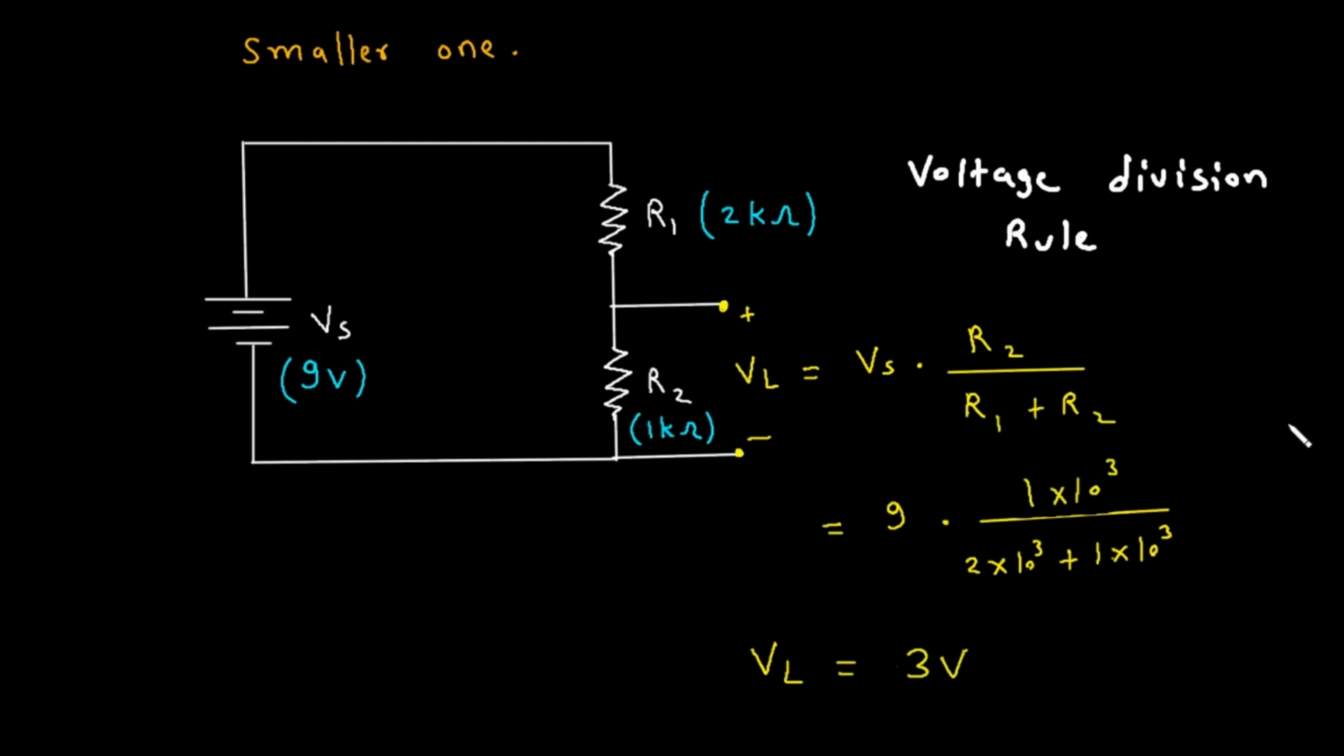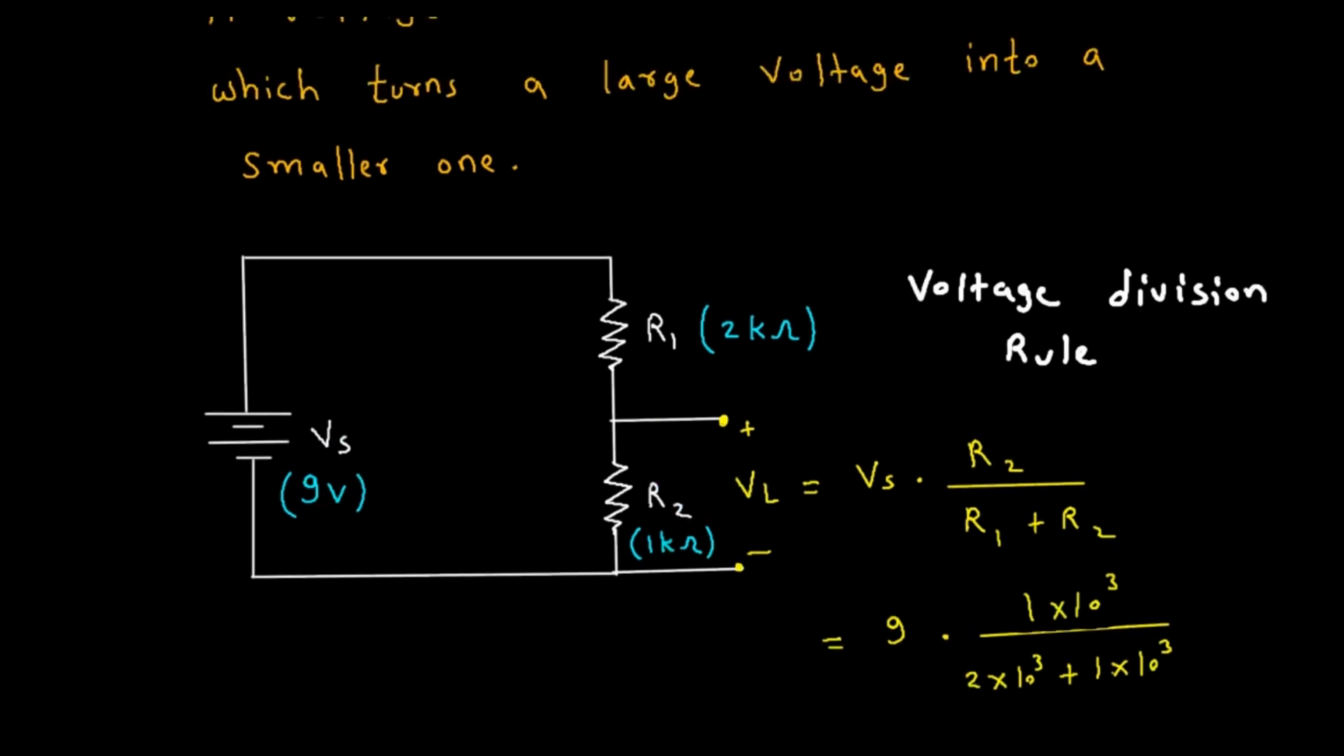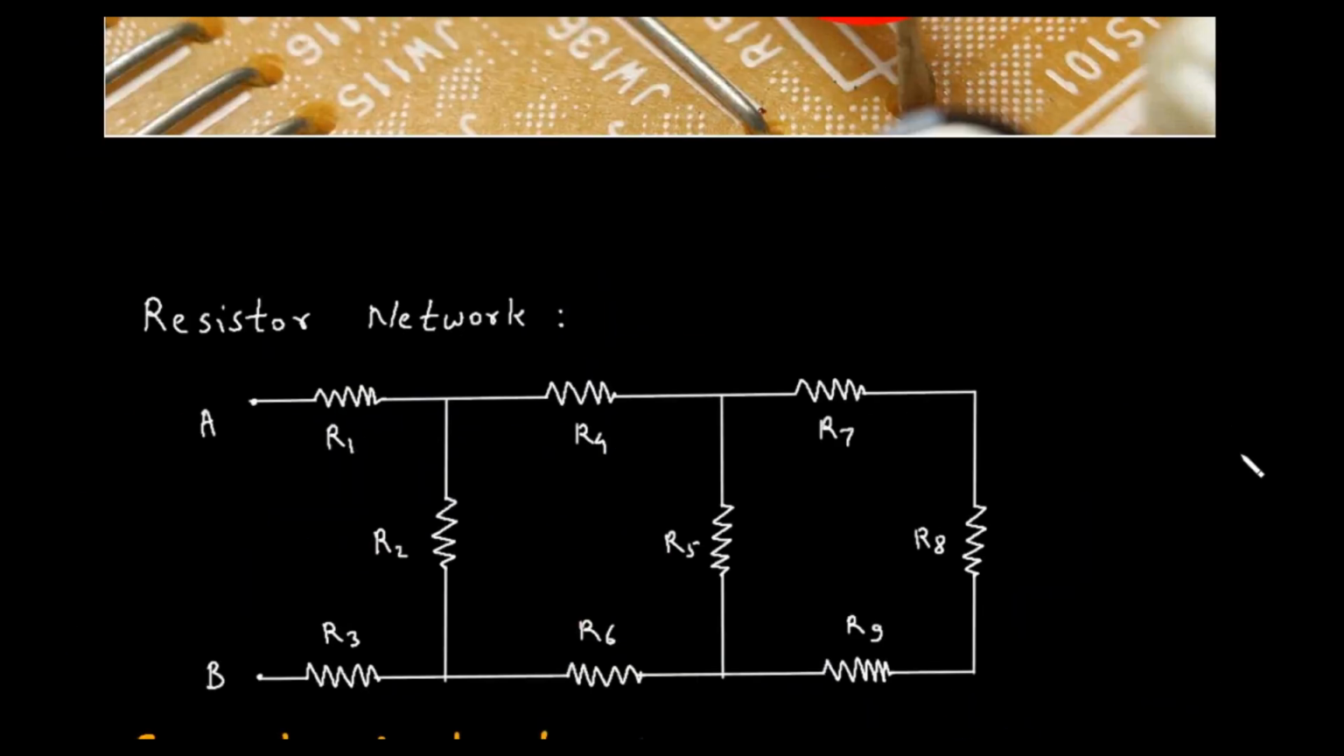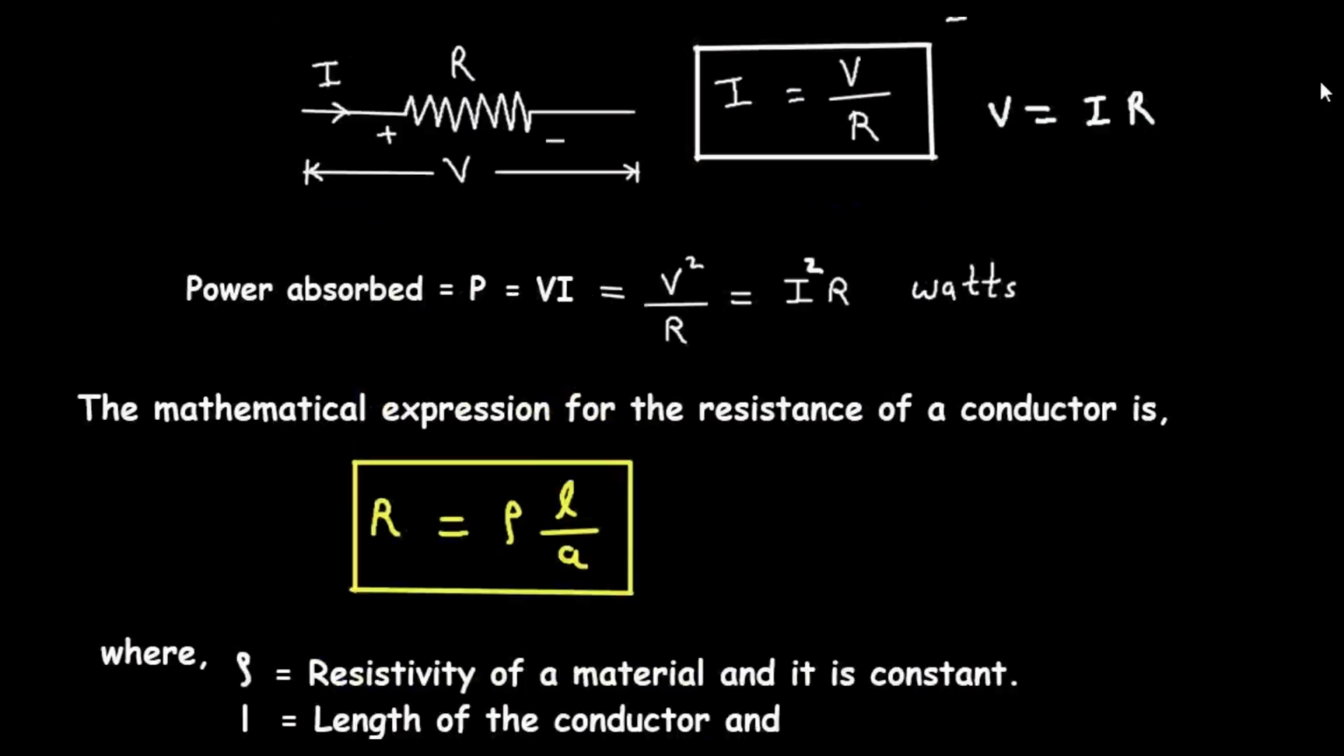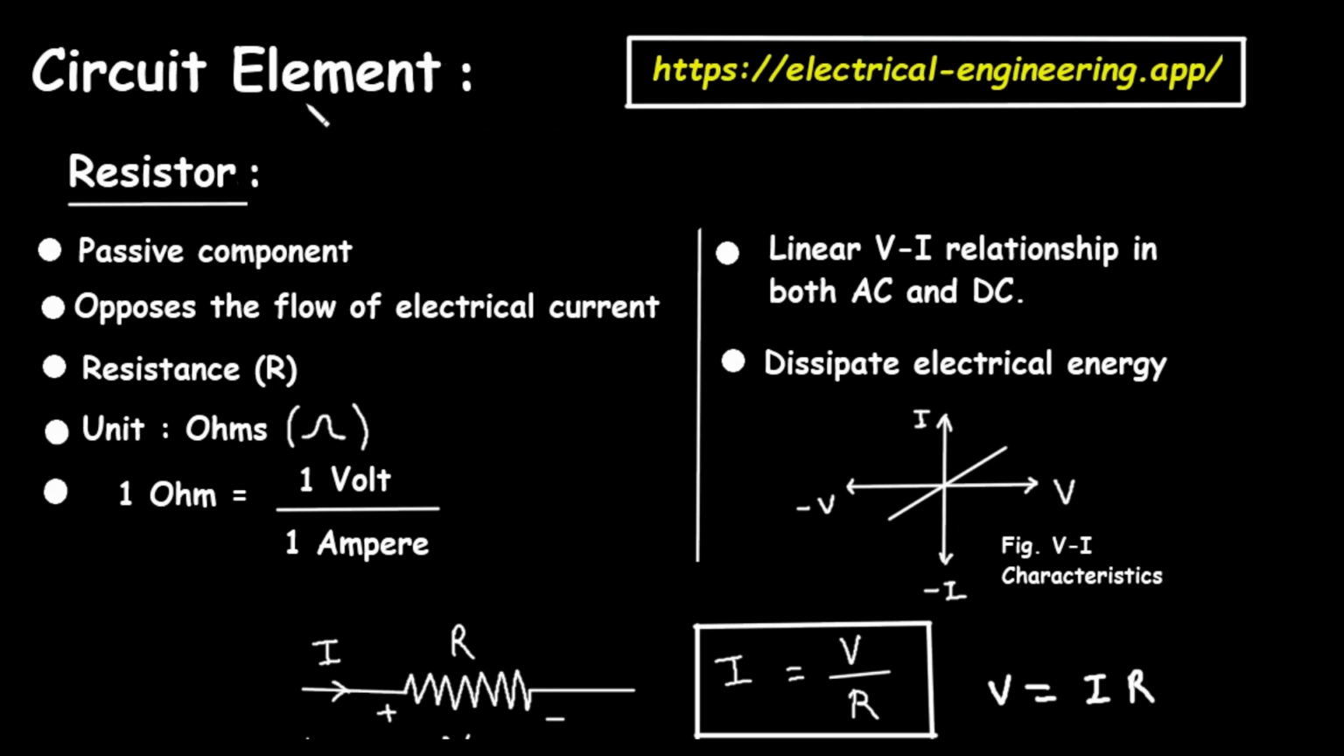So this is how we can convert a large voltage into a smaller one. This is one more application of resistor, and there are more applications of resistors. So this is about the circuit element resistor.